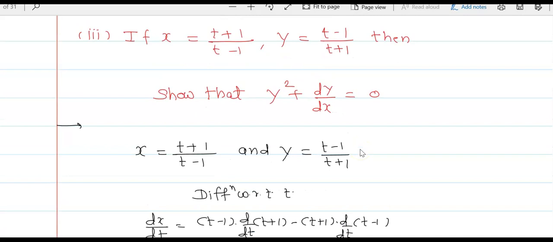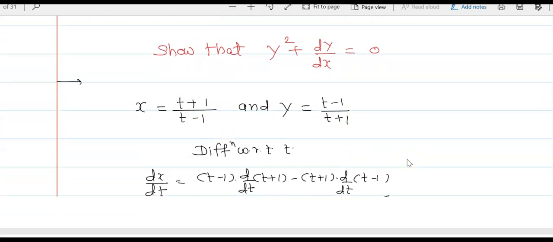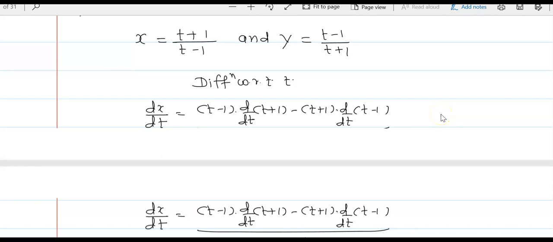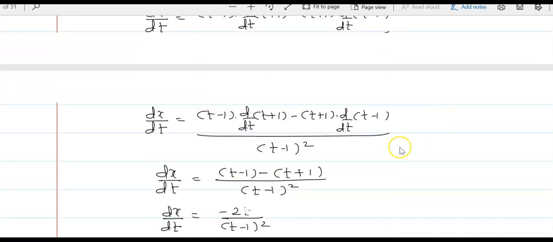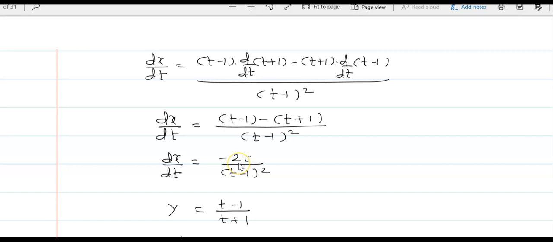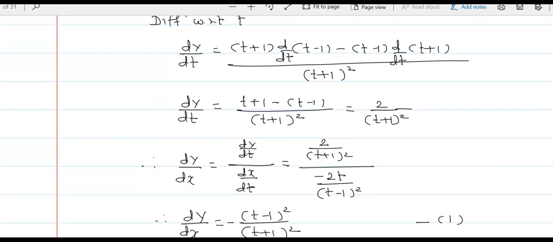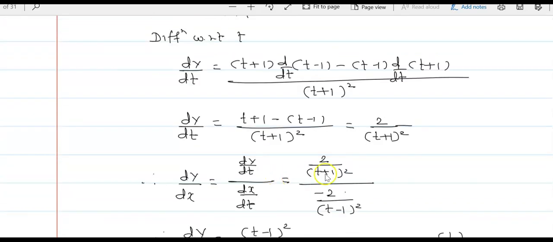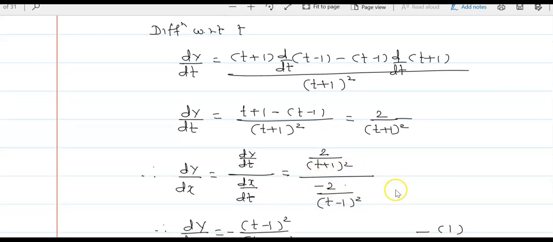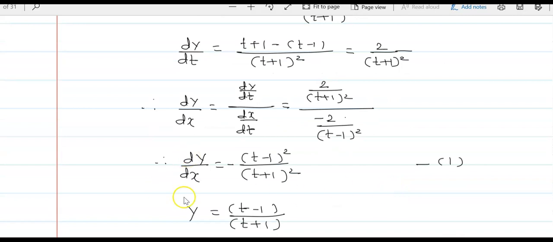I have corrected it. x is equal to..., y is equal to... Differentiate this with respect to t. Apply the quotient rule. Now here it is only minus 2 upon (t minus 1) whole square. And here also, I have corrected it. That is 2 upon (1 plus t) square upon minus 2 upon (1 minus t) whole square. Therefore dy by dx is equal to minus (1 minus t) square upon (1 plus t) square.